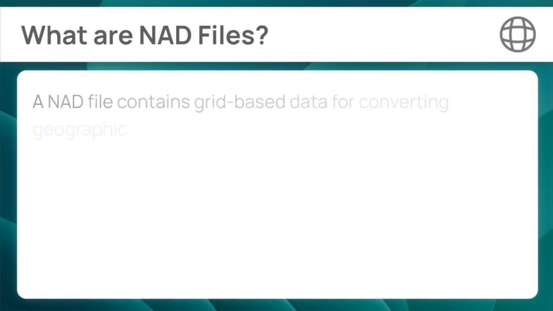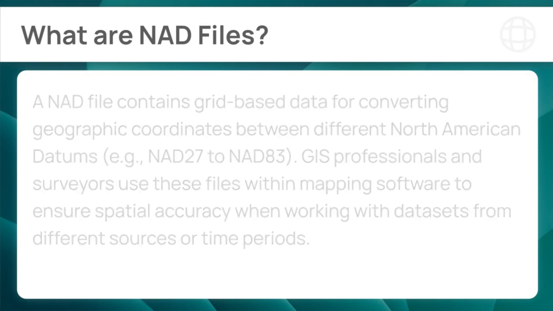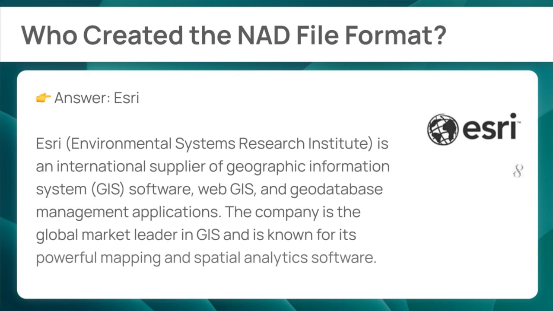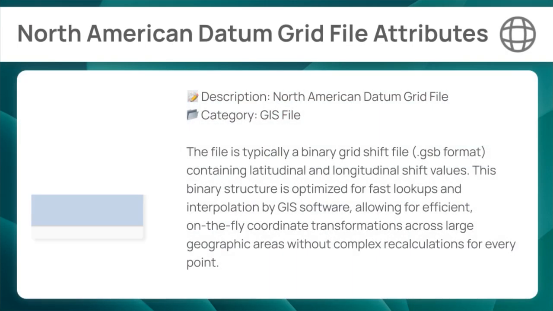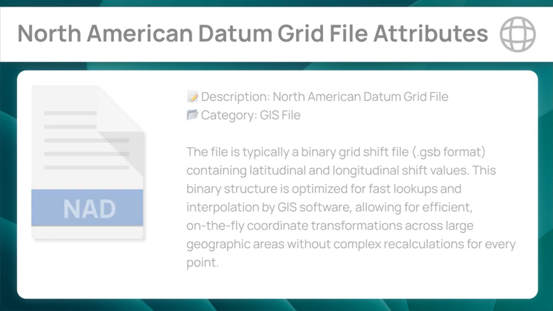A NAD file contains grid-based data for converting geographic coordinates between different North American datums, e.g. the NAD 27 to NAD 83. GIS professionals and surveyors use these files within mapping software to ensure spatial accuracy when working with datasets from different sources or time periods. The file is typically a binary grid shift file, GSB format, containing latitudinal and longitudinal shift values. This binary structure is optimized for fast lookups and interpolation by GIS software, allowing for efficient, on-the-fly coordinate transformations across large geographic areas without complex recalculations for every point.